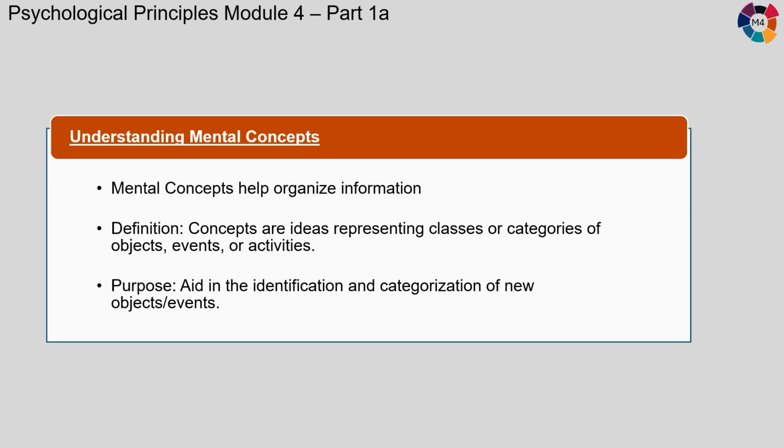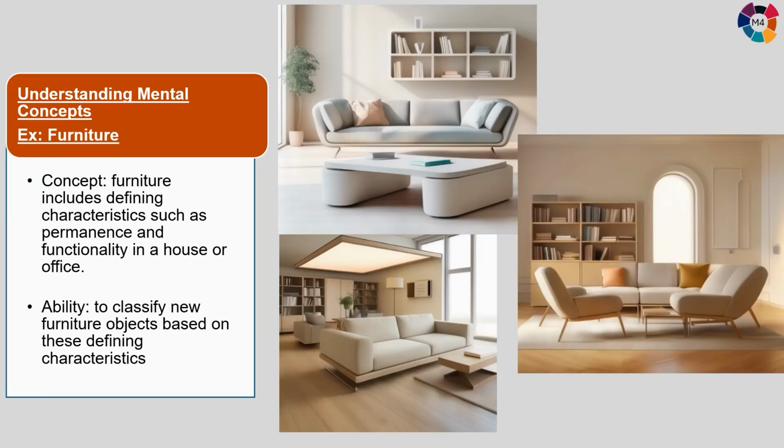Mental concepts help organize information. The definition is that concepts are ideas representing classes or categories of objects, events, or activities. The purpose of them is to aid in the identification and categorization of new objects or events. So, the concept furniture includes defining characteristics such as permanence and functionality in a house or office. This ability gives us a way to classify new furniture objects based on these defining characteristics.